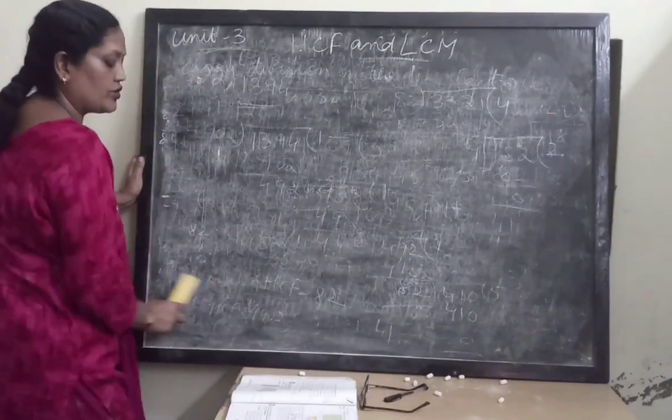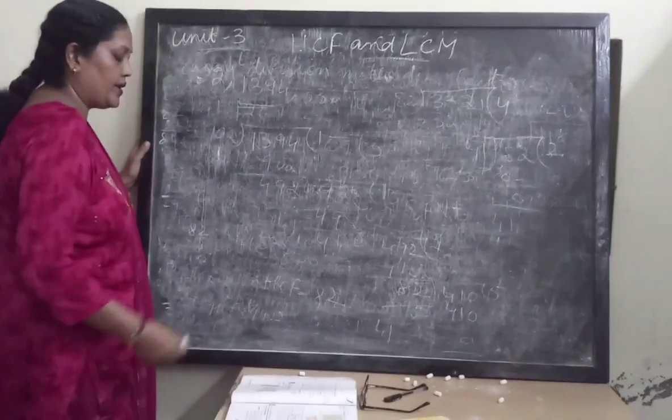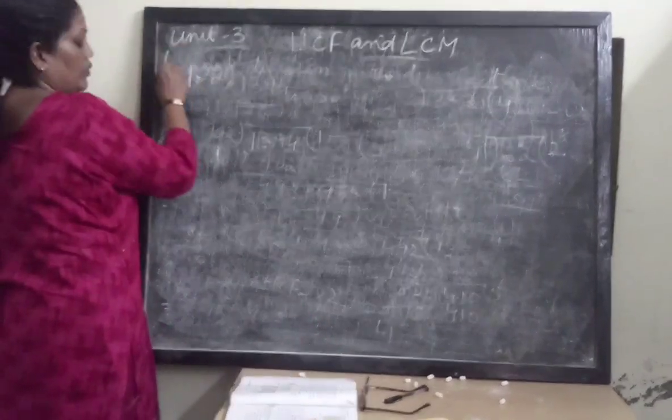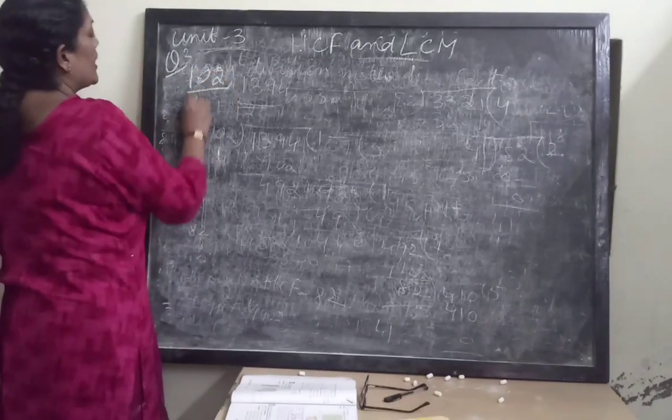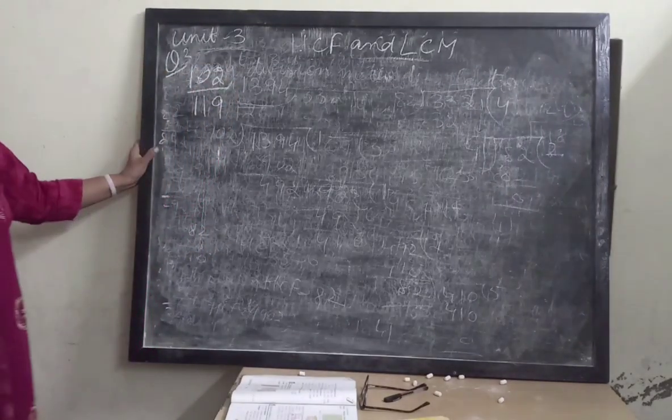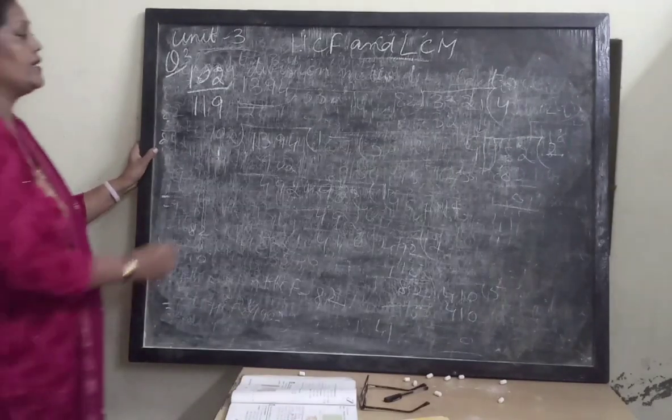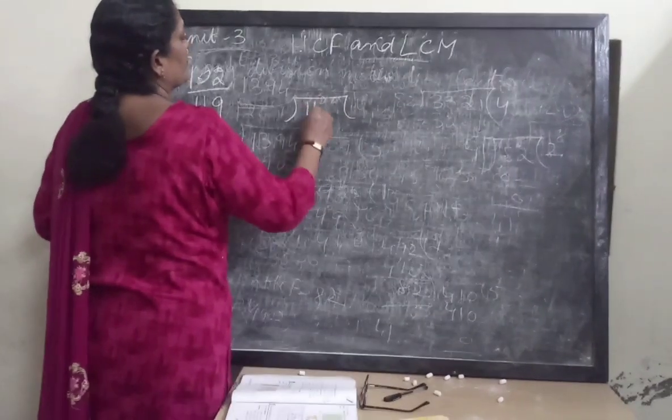Now come to the next question. Reduce each of the following to simplest form. Question number 3: 102 divided by 119. How to reduce it? We have to find the HCF of these two numbers.